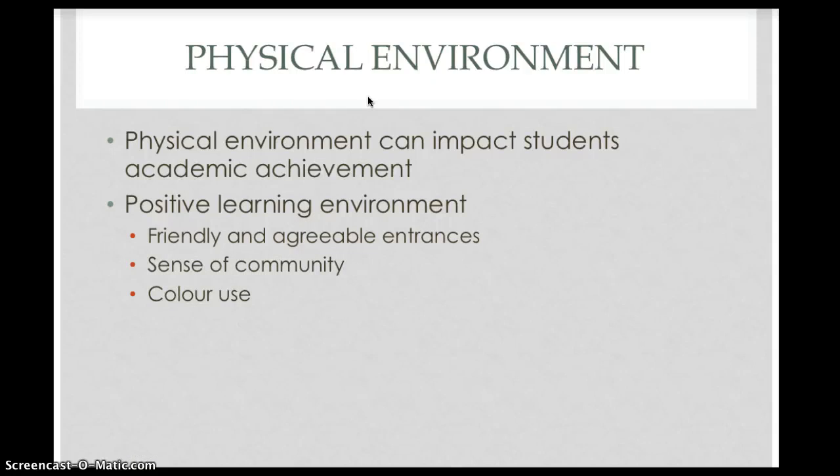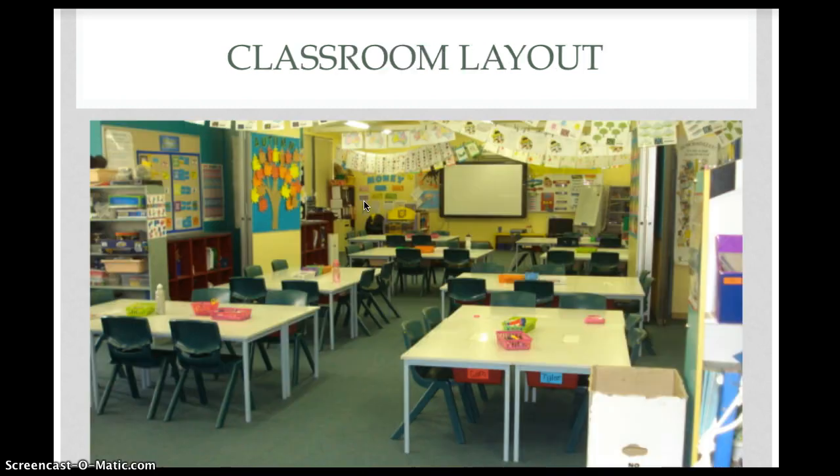The Victorian Institute of Teaching discusses how the physical environment in which students learn has an impact on their academic outcome. By having a positive learning experience, such as a friendly and agreeable entrance, public spaces that represent a community feeling, and the use of particular colour, there is a lot of impact on academic achievement. This picture shows a classroom layout that is colourful, inviting, non-intimidating and provides open spaces.